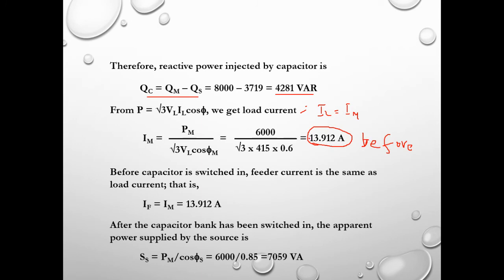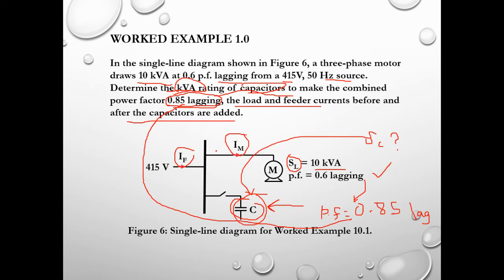Okay, because it is still using 0.6 value of power factor. So we try to make a comparison before and after we inject QC, the reactive power of the capacitor. Before the capacitor is switched in, feeder current is the same as load current, that is IF equal to IM. This is connected in series, you can see from here.